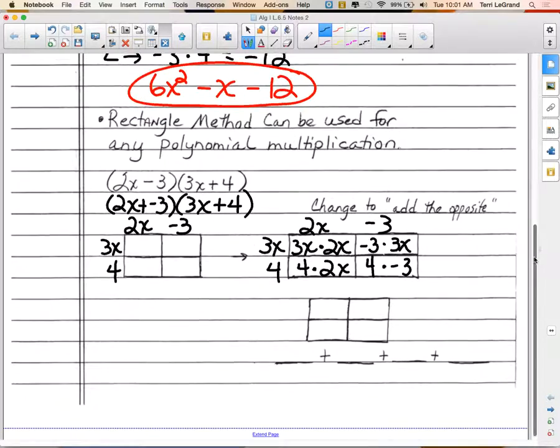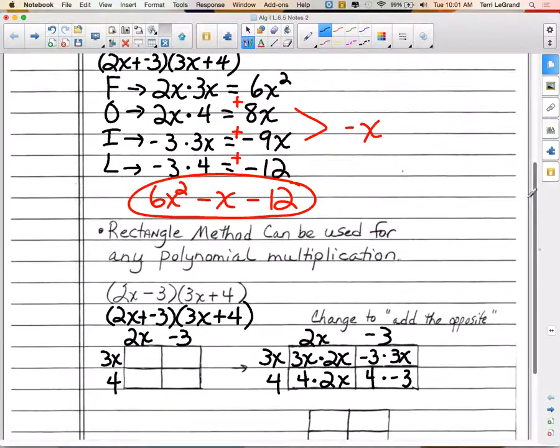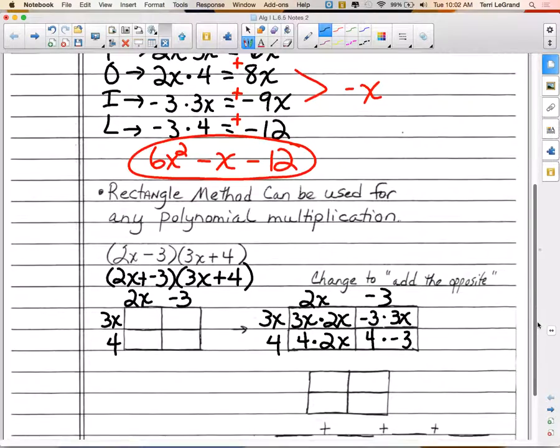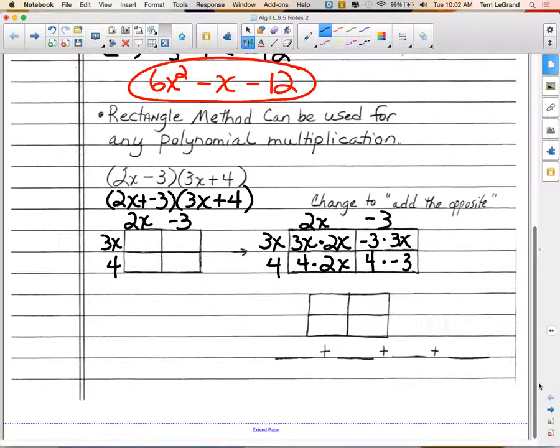Now I want you to go up and compare and see. Were those the 4 multiplications that really ended up getting done in FOIL up there? 2x times 3x? 2x times 4? -3 times 3x? Yeah. 4 times -3. So the same multiplications end up getting done, just not using FOIL, but using the rectangle instead.